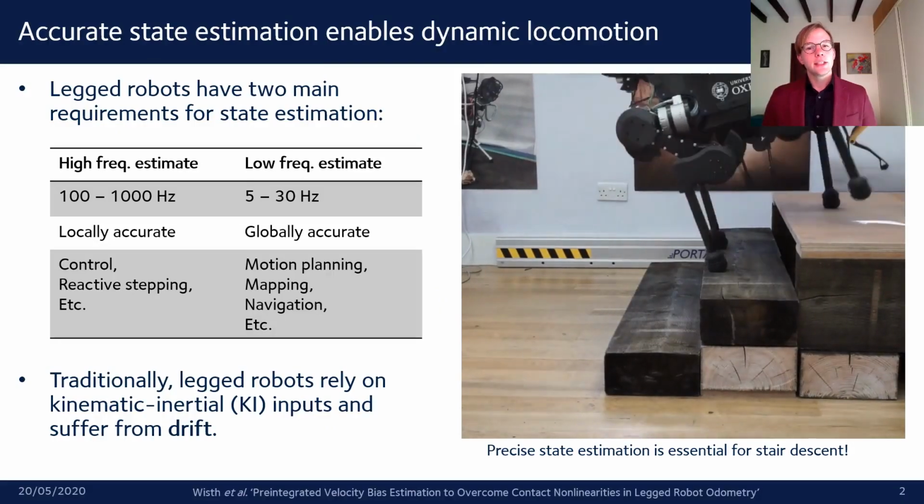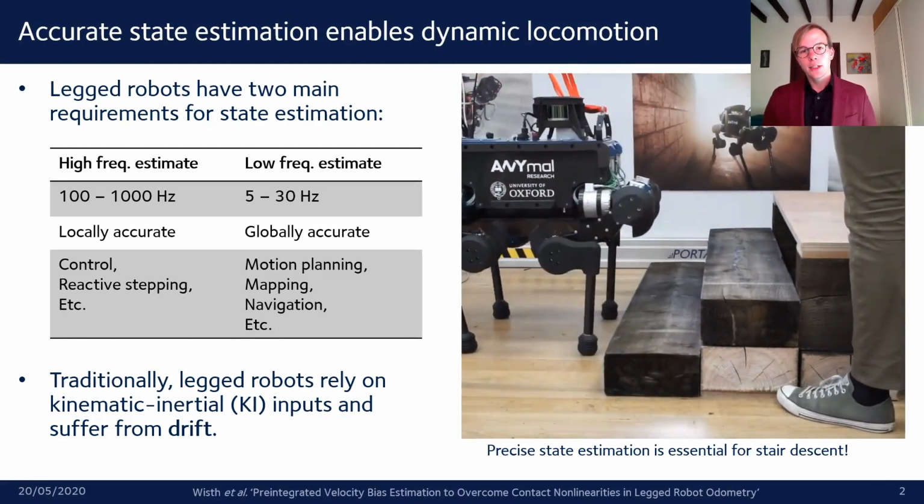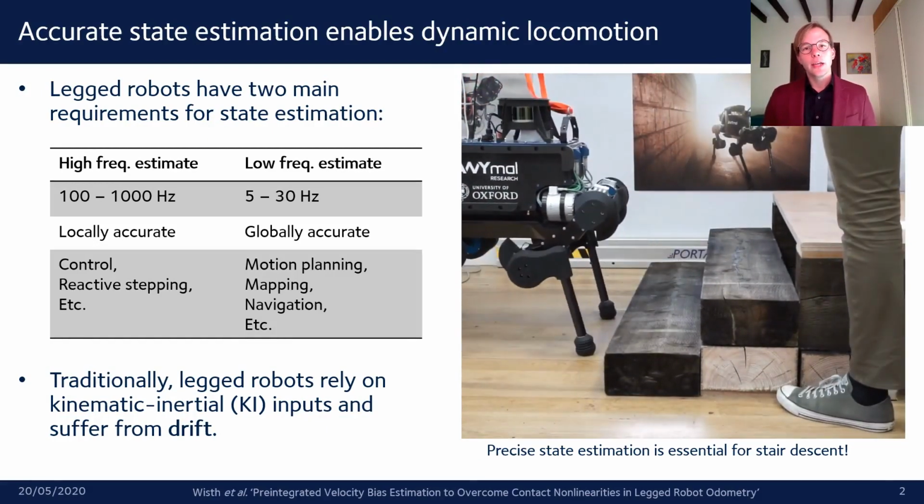Accurate state estimation is a key enabler for dynamic locomotion of legged robots. These legged robots have two main requirements for state estimation. The first is a high-frequency, locally accurate estimate that's mainly used for control purposes. The second is a lower frequency, lower drift estimate used for high-level tasks, such as motion planning or terrain mapping.